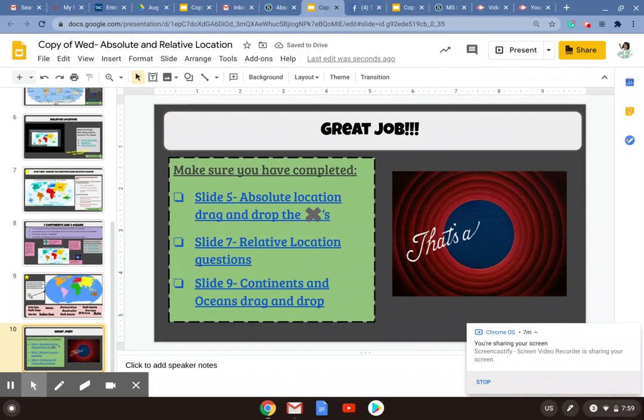Great job. So make sure you've completed slide 5 of the absolute location, the drag and drop with the X's. Slide 7 that has the relative location questions. And slide 9, continents and oceans, drag and drop. And then like the Looney Tunes, that's all, folks.